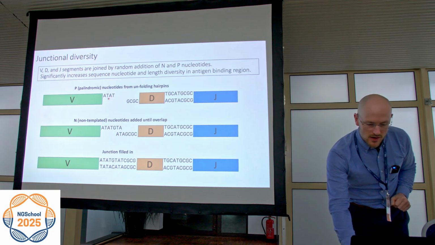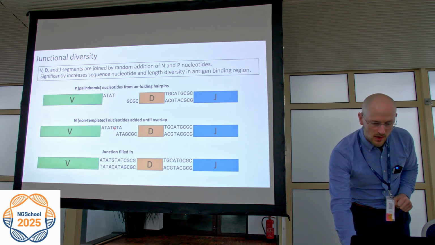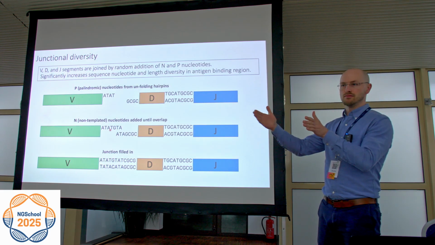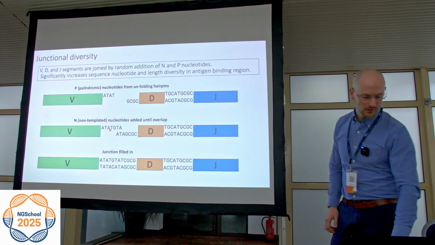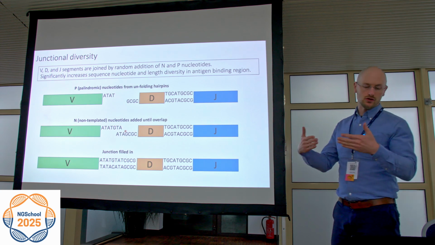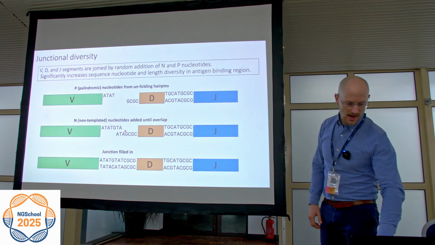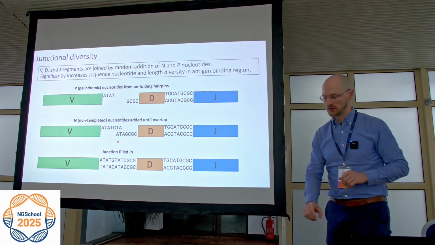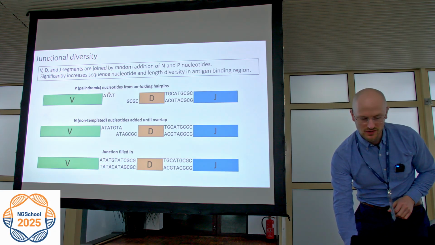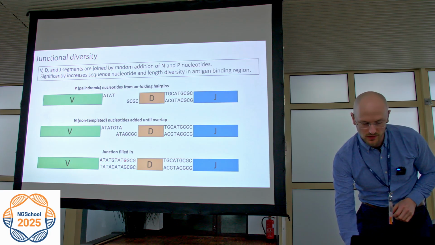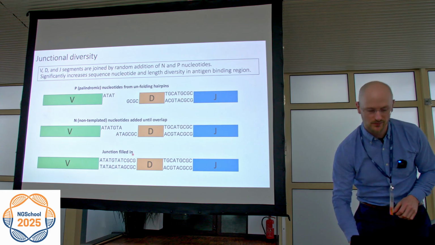So starting with these palindromic nucleotides, there are enzymes that add what are called non-templated nucleotides, so just random additions of nucleotides. And that occurs until there is a sufficient match between these two segments. Once that happens, the two DNA strands join together, and then the rest of the junction is filled in by reverse complement. So we start off with these palindromic nucleotides, and then we have random additions until there is overlap, and then we can fill in the rest by reverse complement.